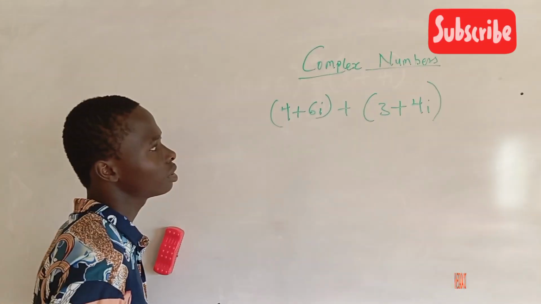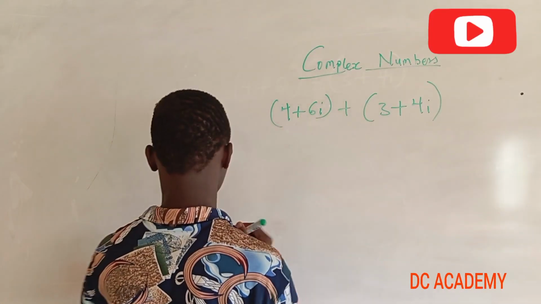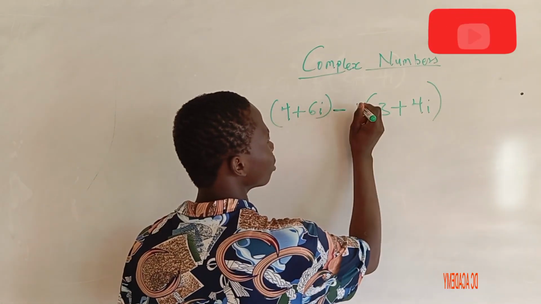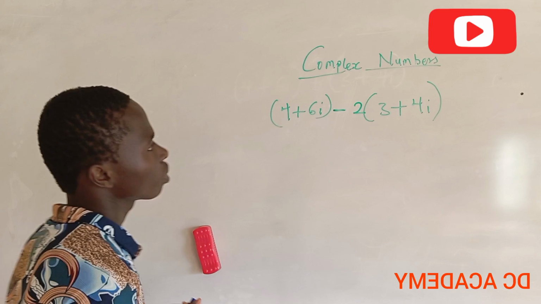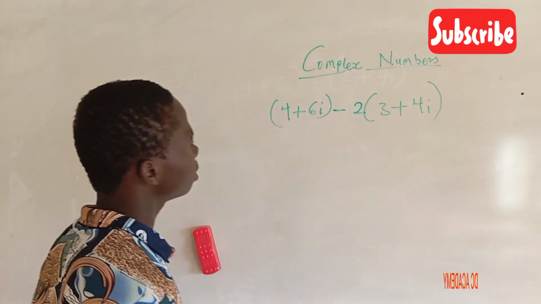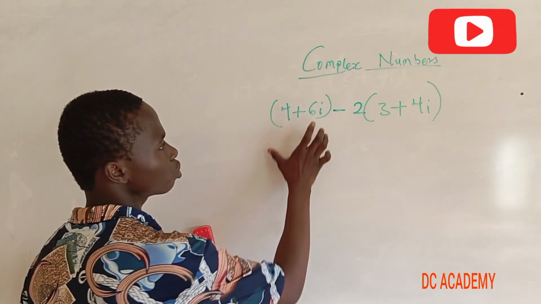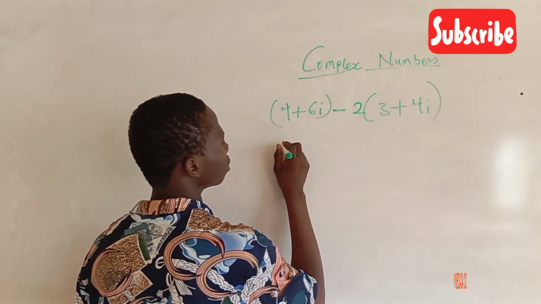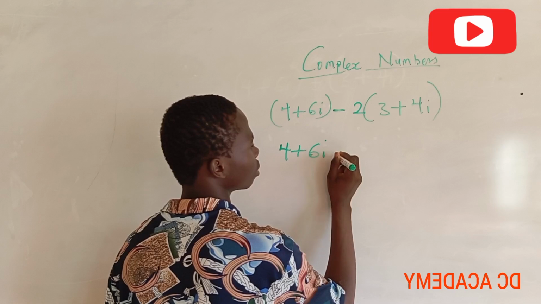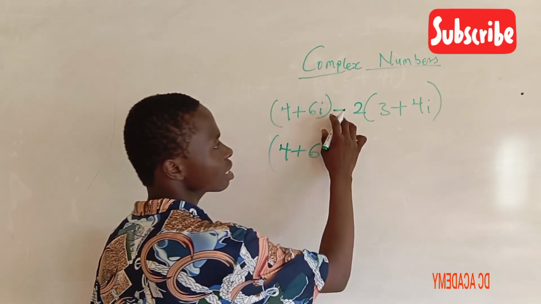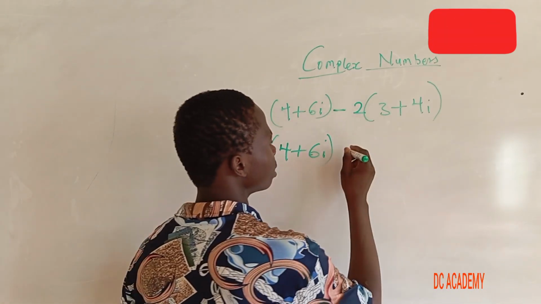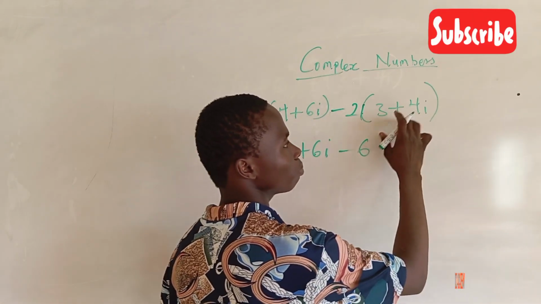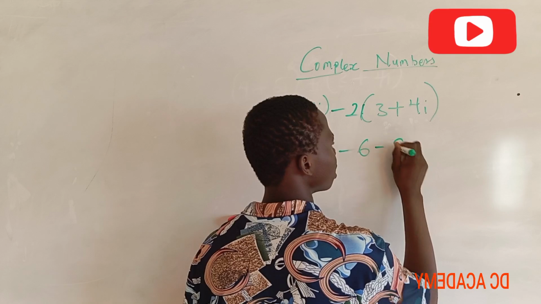Now, let me add here, let me change the sign. Let's have it to minus 2. Now, in a problem like this, we have nothing much to do here, but let's just work on this. We have this to do. Now, okay, minus 2 times 3, we have minus 6. And minus 2 times plus 4i, we have minus 8i.